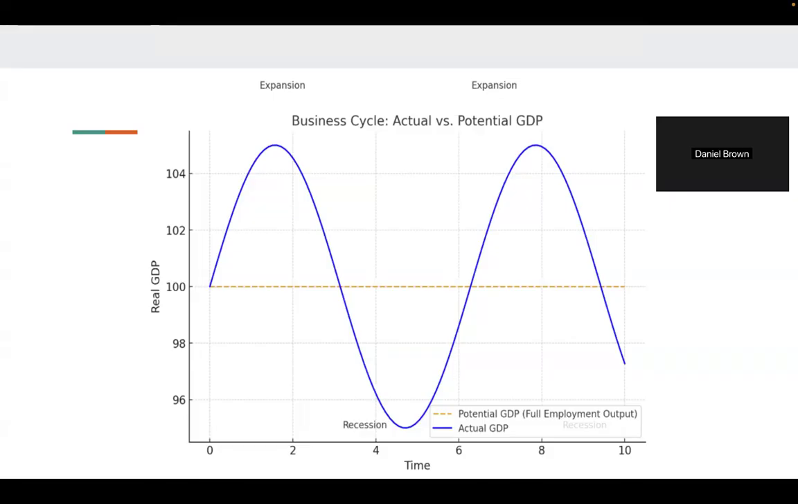When the blue line goes above this potential GDP, the economy is in an expansion. Basically, it means output is high, unemployment is really low, and inflationary pressure builds up, which is good. When GDP falls below potential GDP, as we can see in the middle there, we're in a recession, and this means that output is dropping, unemployment is rising, and the economy produces less than it could at full employment, which is bad. These fluctuations, the movements of actual GDP around potential GDP, are what create the business cycle.